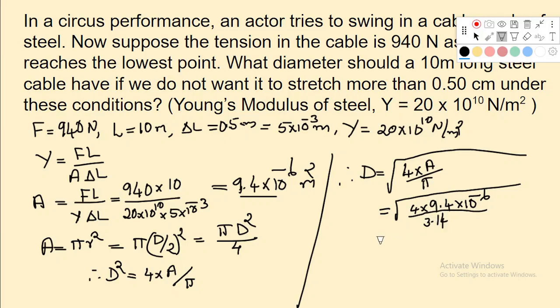So you can complete the calculation and you will find the diameter of the cable should be 3.46 into 10 raised to negative 3 meter. So this is the required diameter for the steel cable.